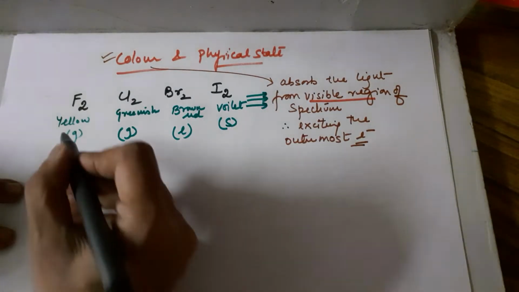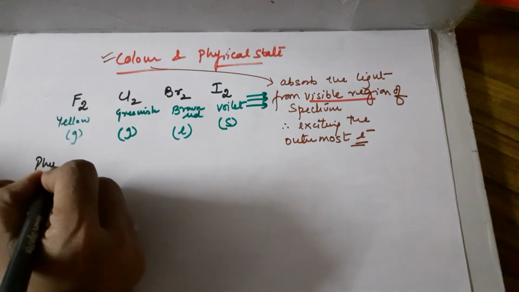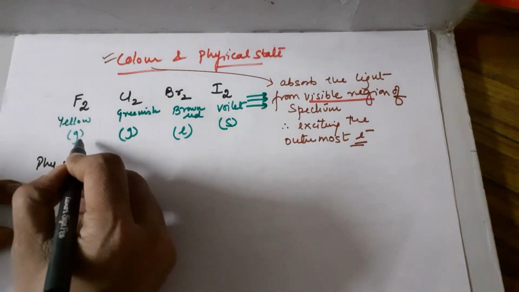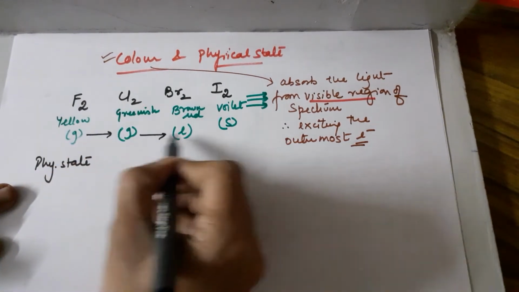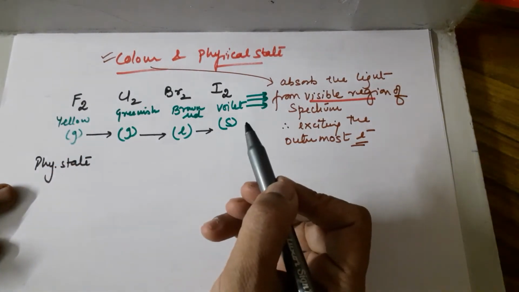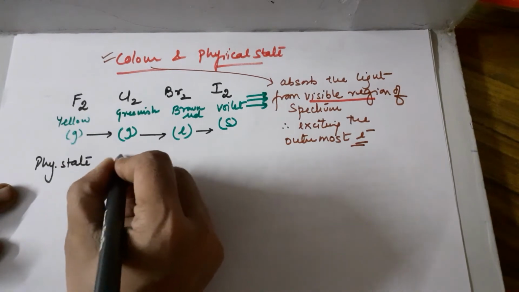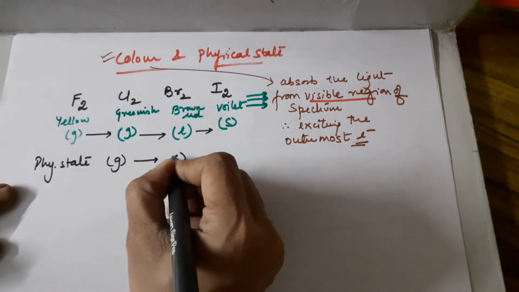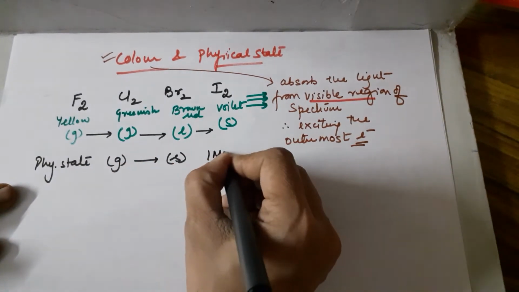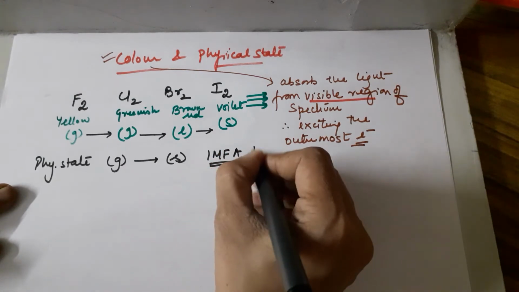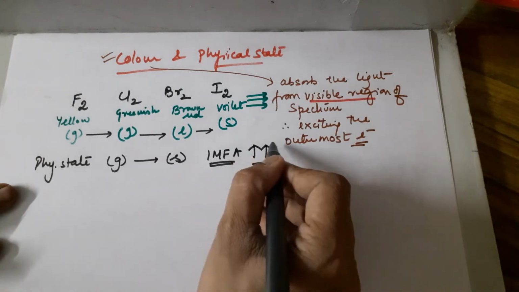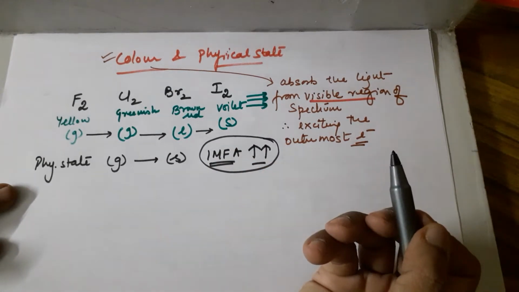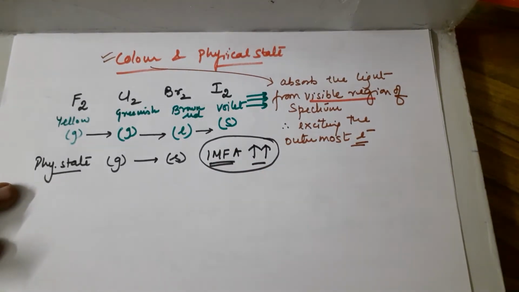Now we will move on to the physical state. As you can see, as I go from fluorine to chlorine to bromine to iodine, the physical state is changing from gas to liquid to solid, which means the intermolecular force of attraction must be increasing, so that the molecules move closer. So we have to talk about intermolecular force of attraction whenever we talk about the physical state.